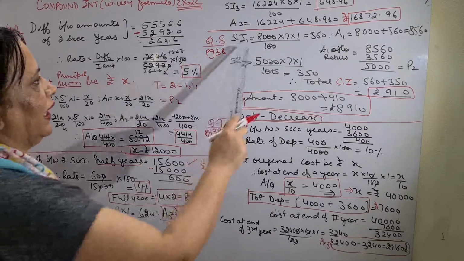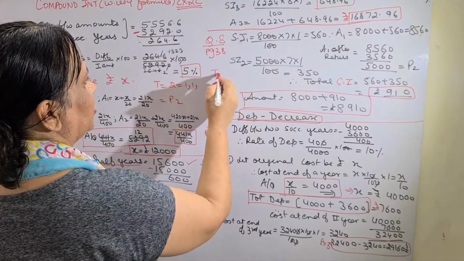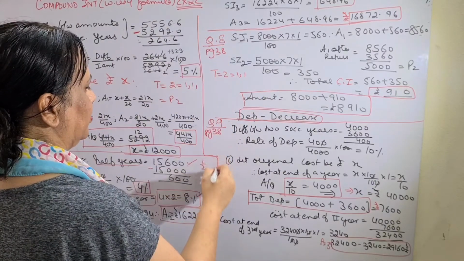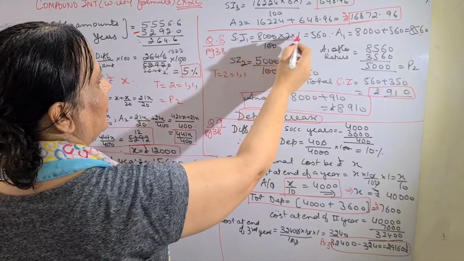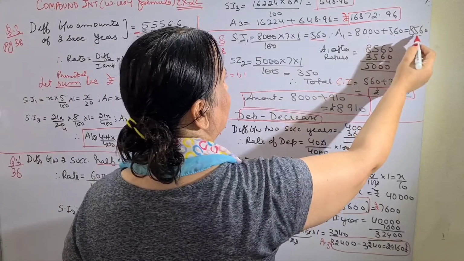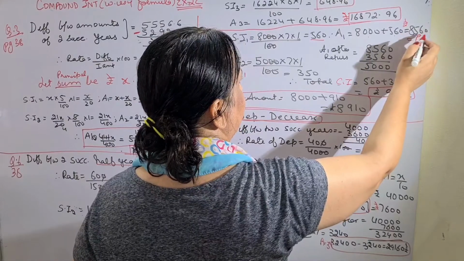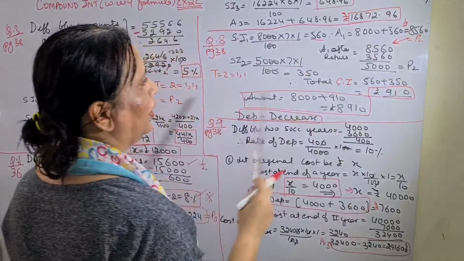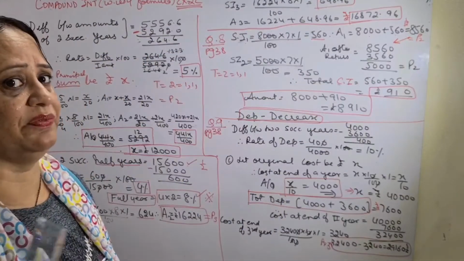You see children, SI1, 8,000 into 7 into 1/100. Since time was 2 years, I took 1,1. 1,1 I took. So this is for first year, SI1, 7 into 1, 560. So my amount is principal plus interest, that is 8,560. Please put rupees here. This is P. It should be P2, but there is one condition also, that amount 1 will be after return, because after first year he has returned 3,560.